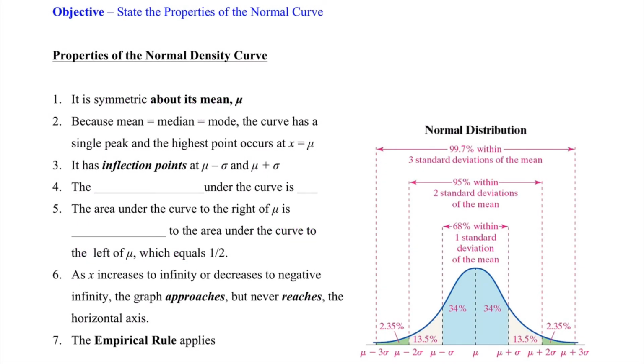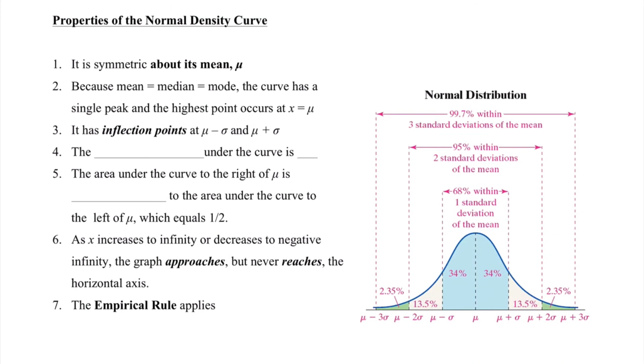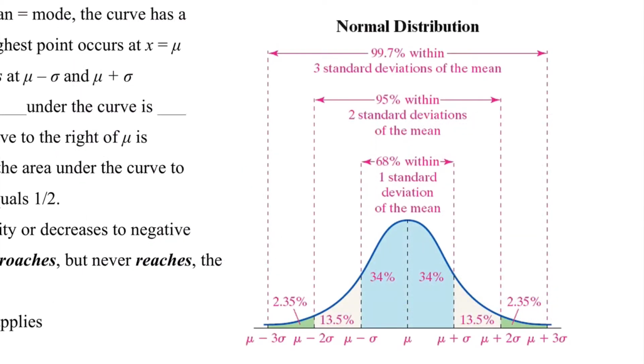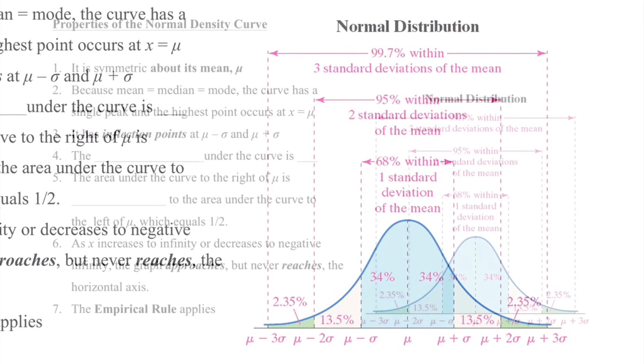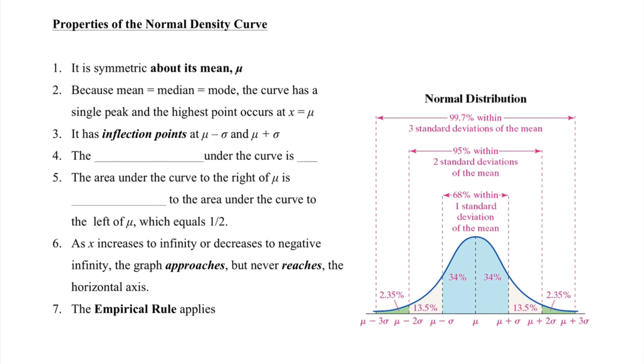Continuing then to our next objective, we want to state the properties of the normal curve. That is, we're getting a little more detailed now. Remember with the empirical rule, that was an approximation. We see this graph here that has a lot of information presented to us. It's simply the breakdown of our empirical rule. Well, looking at these properties, our normal density curve here, or the normal curve, is symmetric about its mean mu. That is, we notice that the mean is in the center, just like when we used our empirical rule.